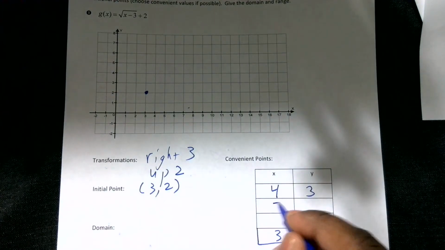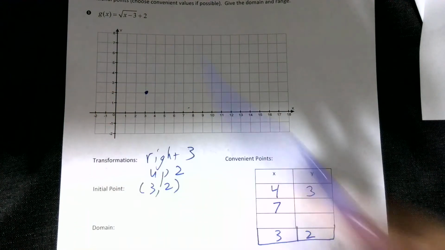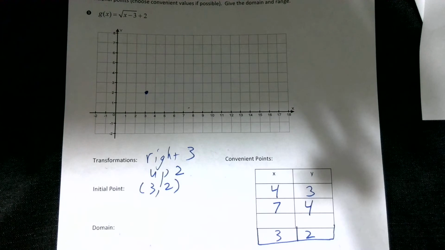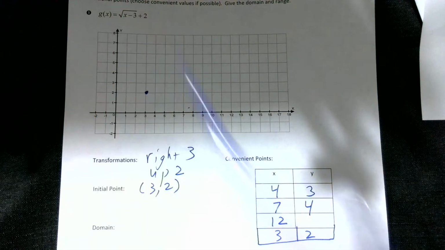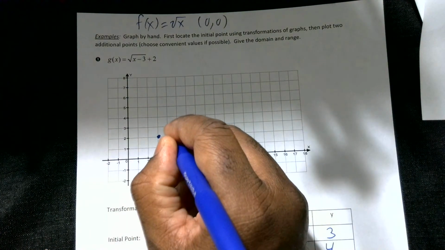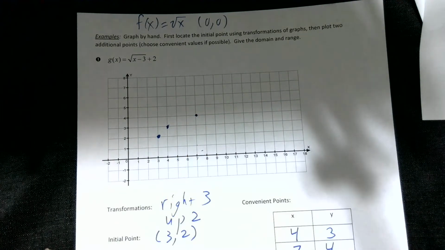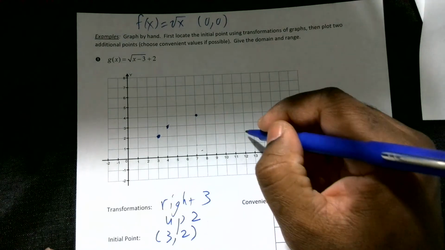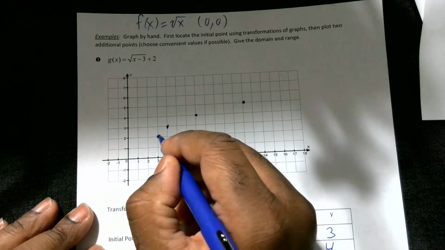Now our next point, let's do 7. 7 minus 3 is 4. The square root of 4 is 2, plus 2 is 4. And then last but not least, let's try 12. 12 minus 3 is 9. The square root of 9 is 3, plus 3... plus 2 is 5. Now we will plot all of these points. We will have (4, 3), (7, 4), and then (12, 5). And then now we will connect these points.